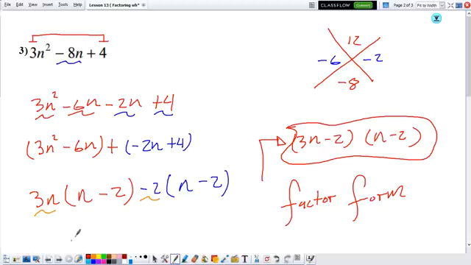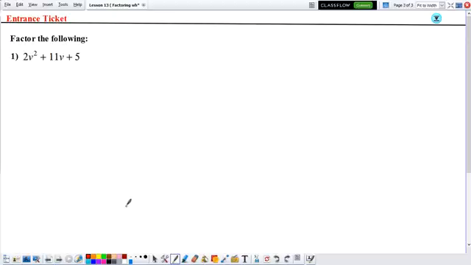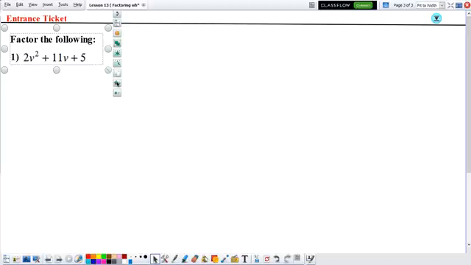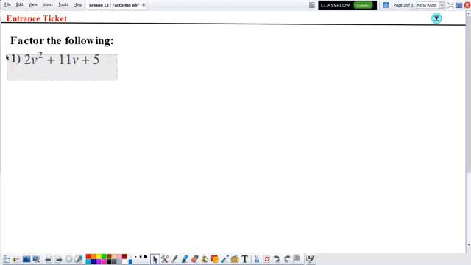Okay, now here's your entrance ticket, which is just asking you to factor the following expression. We're going to try and factor the following: 2b squared plus 11b plus 5. Again, what you want to do is rewrite the middle number and apply factoring by grouping.